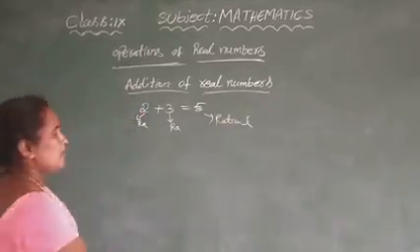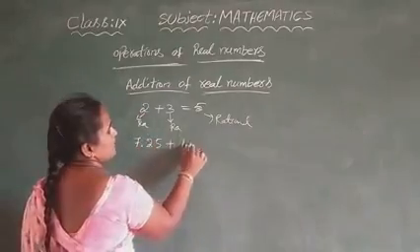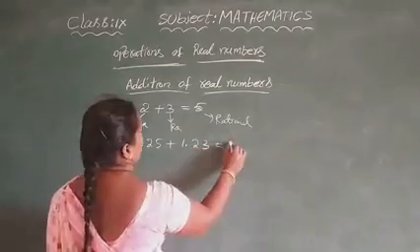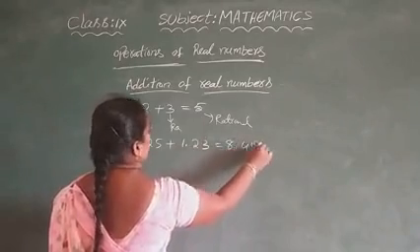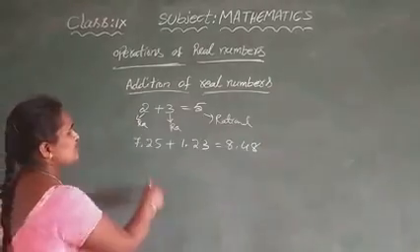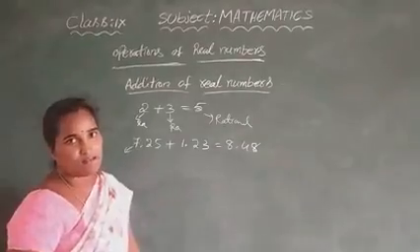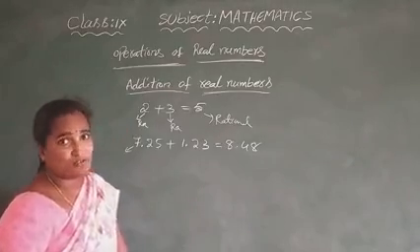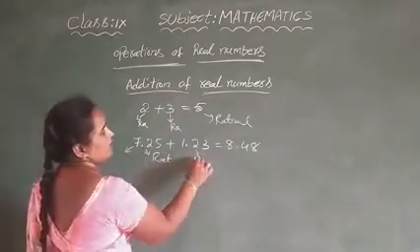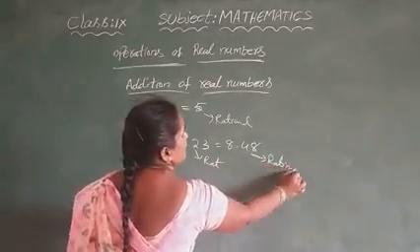Then you take decimal form. For example, 7.25 plus 1.23. The sum is 8.48. So here also this one is a terminating decimal. A terminating decimal is a rational number, one type of rational number. So it is rational and this one is also rational.